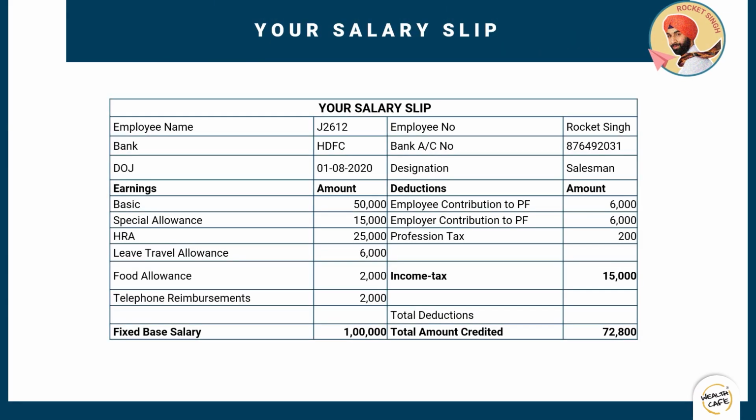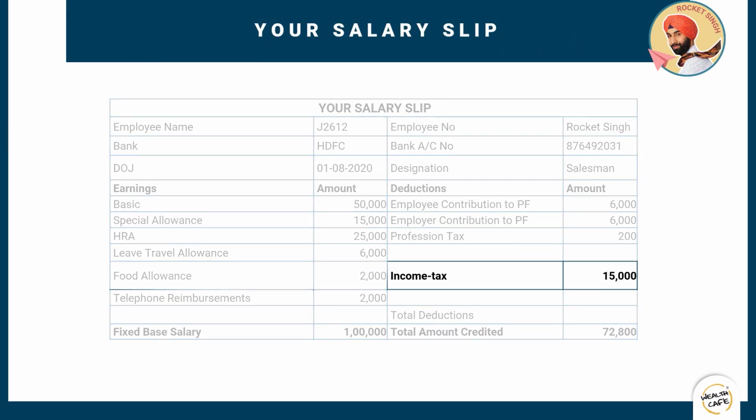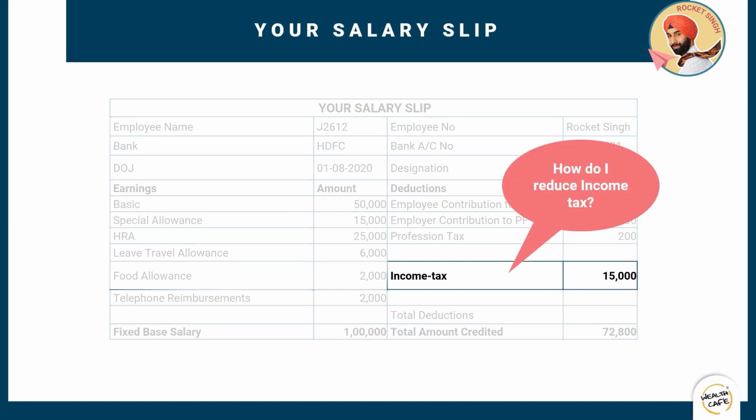If you look at the salary slip of Rocket Singh, you see that he is paying an income tax of 15,000 each month, which is being deposited to the government. Now, our focus point is how can he reduce this tax of 15,000, and to be able to understand how we can do that, you need to first understand the various components of your salary, the taxability of these components, and how if you deal with each component one after another, you can reduce the overall tax liability that is due by you to the government.